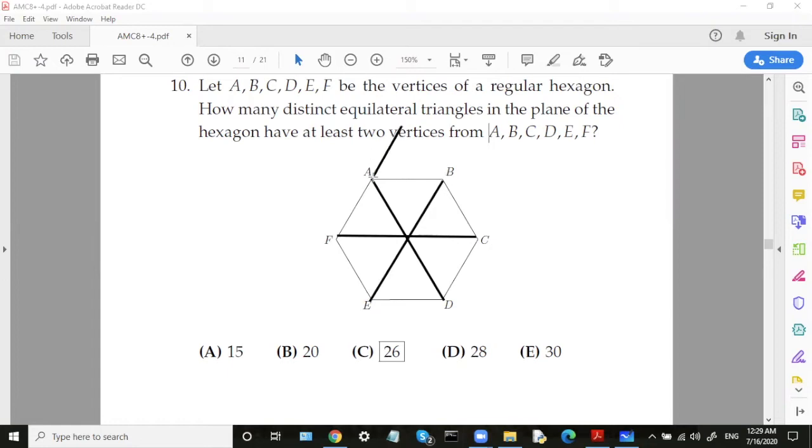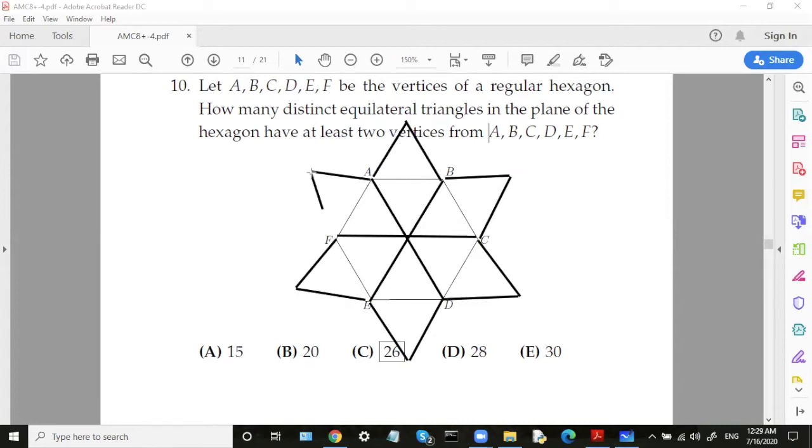We also can construct triangles like this, just triangles like this. The total is actually 12, right? So we have 12 equilateral triangles here.